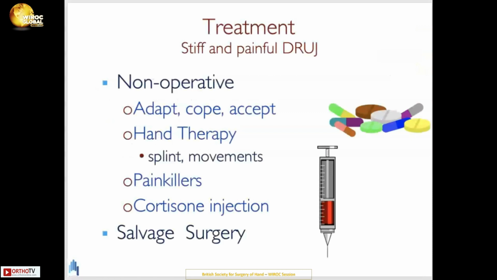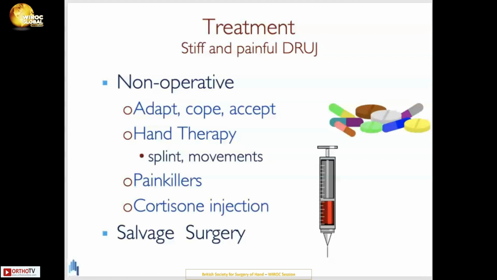What are the treatment options if you have DRUJ arthritis? Well, first of all, do what you always do. Non-operative treatment. Part of our jobs as orthopaedic surgeons or hand surgeons is to make sure patients, whenever possible, can adapt, cope and accept. It's okay to have a bit of pain. It's okay to have some functional difficulty. We mustn't be rushing into big destructive surgery.